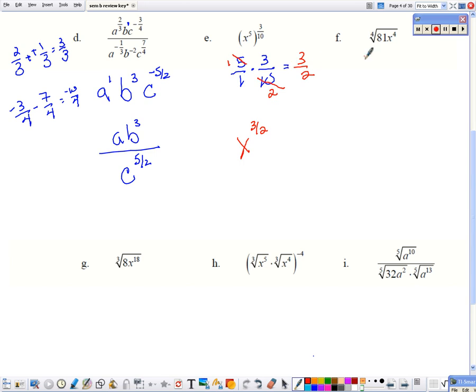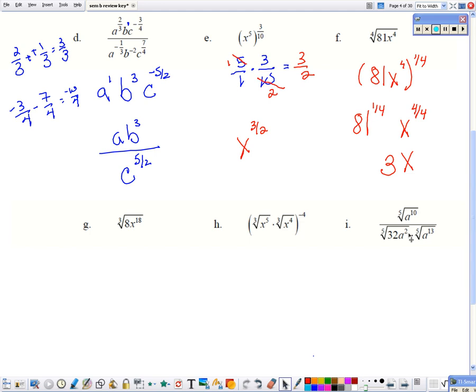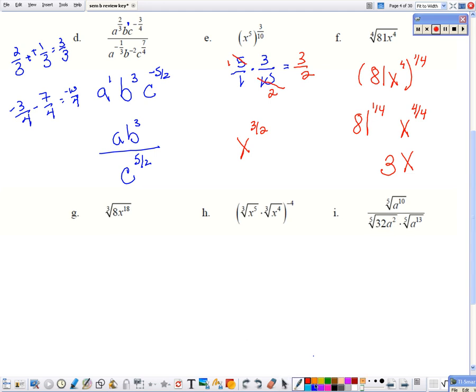For F, I'm going to take the radical and rewrite it as a rational exponent, and then that 1/4 has to go to each term. I'm going to multiply 4 times 1/4. Well, that equals x to the first. Now, what times itself 4 times is 81? And that's 3, so our answer is 3x. We're going to do the same thing for G. So what times itself 3 times is 8? It's 2. And 18 divided by 3 is 6.